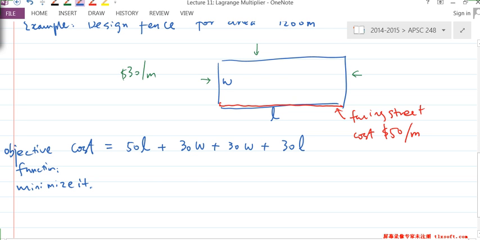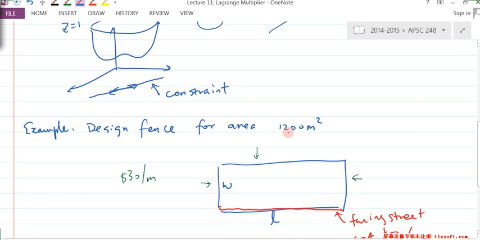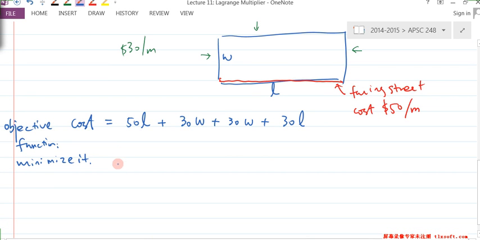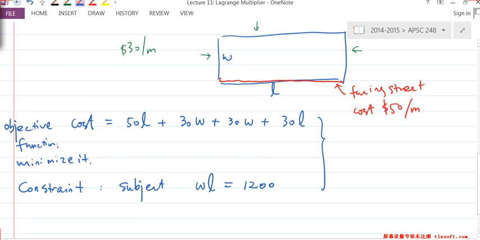At the same time, remember the constraint. What's the constraint here? The area is 1200 meter. So the constraint is that you're subject to a condition that W times L equal to 1200. So altogether, this is basically the optimization problem you're looking at. It's a constraint problem.